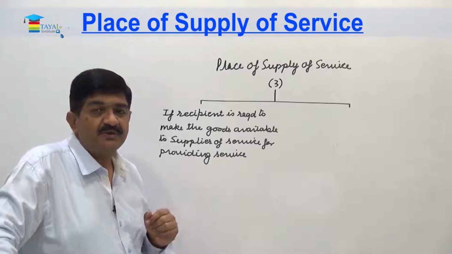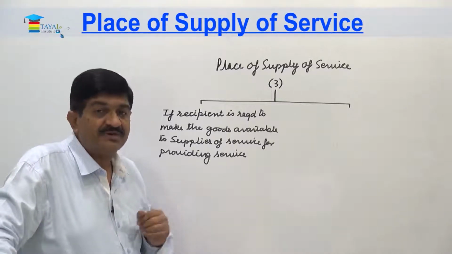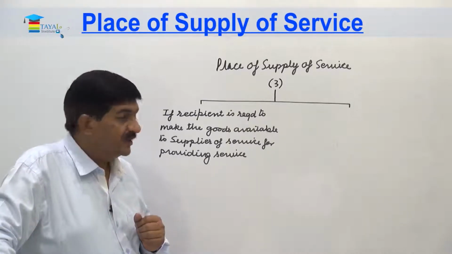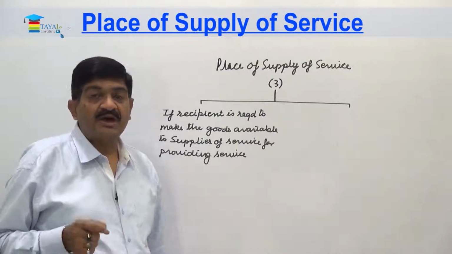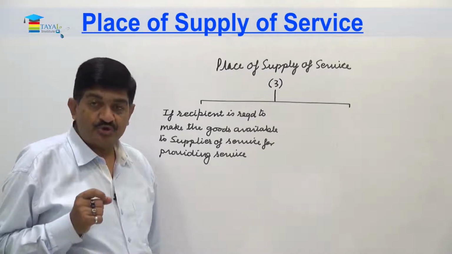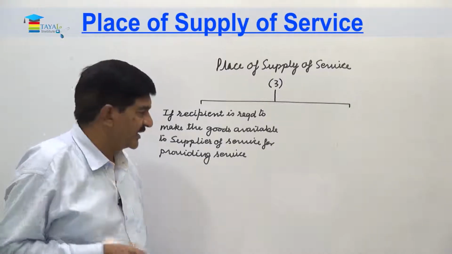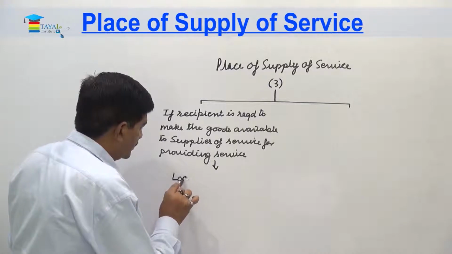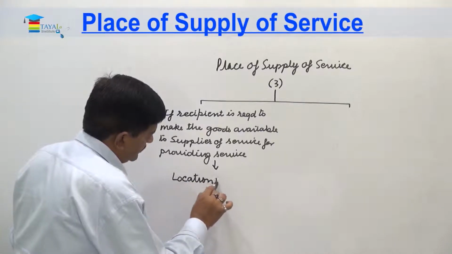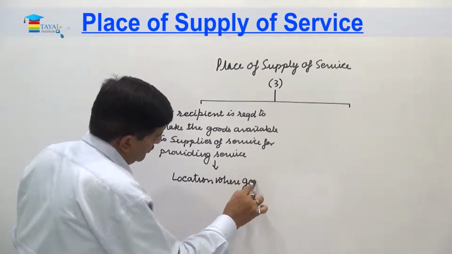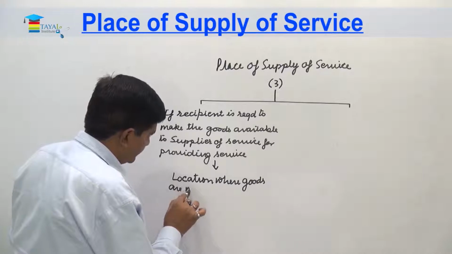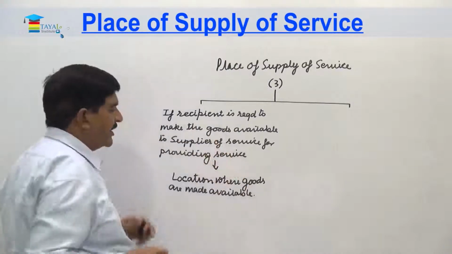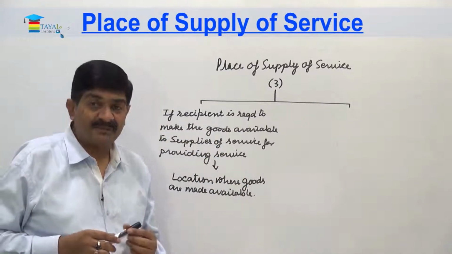Similarly, in case of construction, always the material is to be made available by the receiver of the service and the person who is carrying out the actual work, the pure labor work. So that is one example where the goods are required to be made available to the supplier by the recipient, right? So in this case, the location where goods are made available, this will be the place of supply, right?